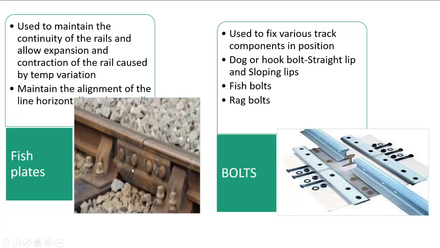See, we can see that the fish plate is connected to the rails by using the bolts. So, there are many types of bolts. There are dog or hook bolts, which are also called straight lip, having straight lips or sloping lips. Then there are fish bolts and other bolts.